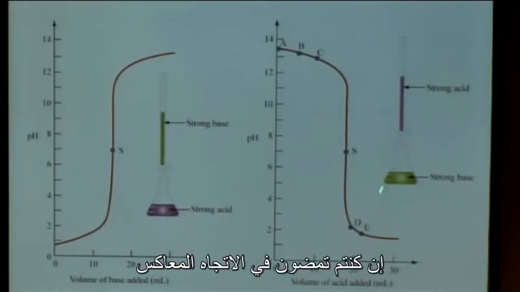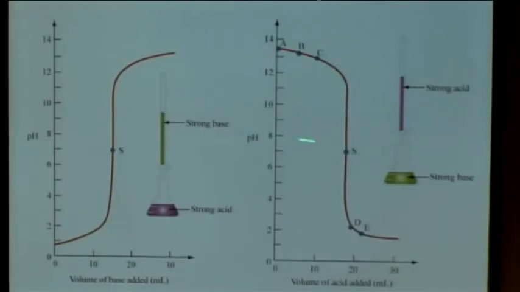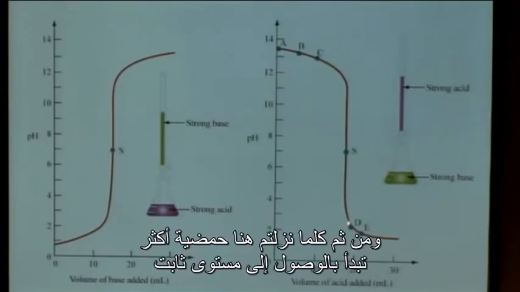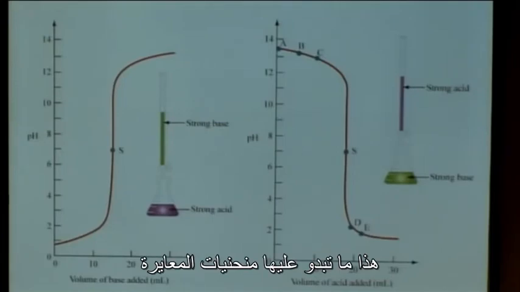If you're going the other direction, you're starting with strong base, your pH is going to be high, and the pH will decrease as you add the acid, and then you get to the stoichiometric or equivalence point in the middle of this curve here, and then as you go down farther, more acidic, it starts to level off. So those are what the titration curves look like.